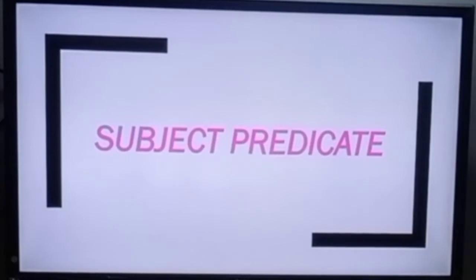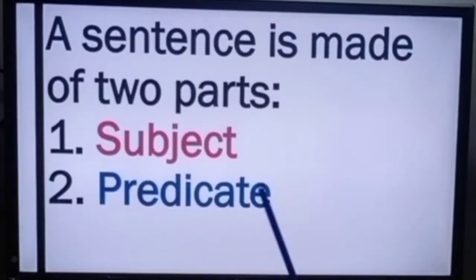Hello children, today we will go through a new chapter, subject predicate. A sentence is made of two parts, subject and predicate.